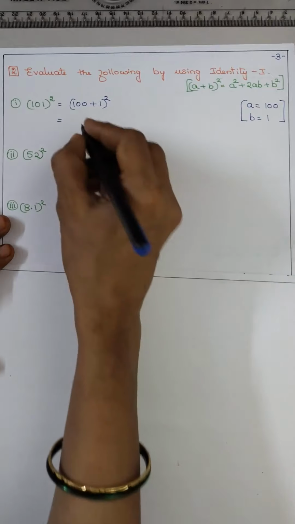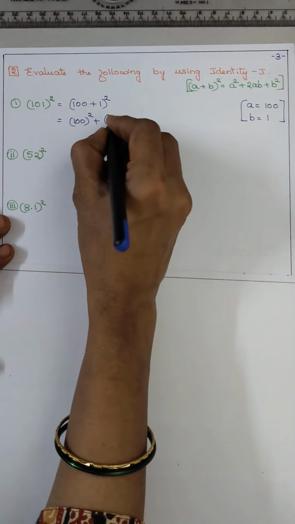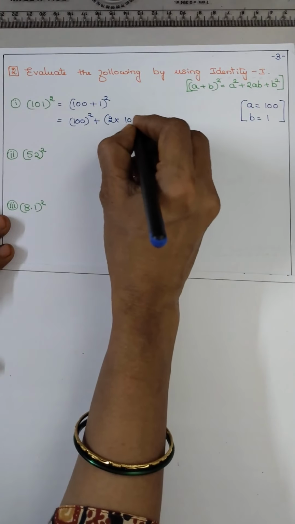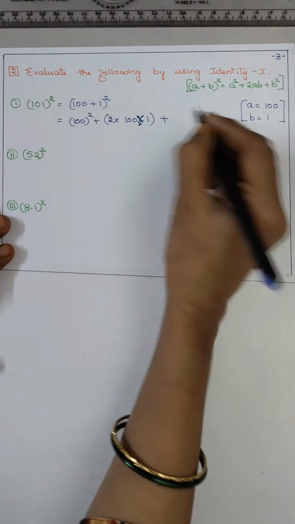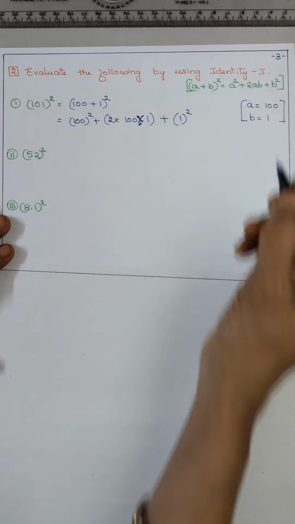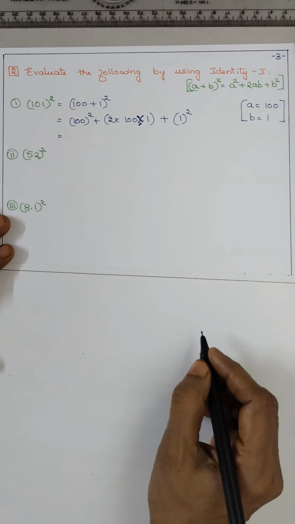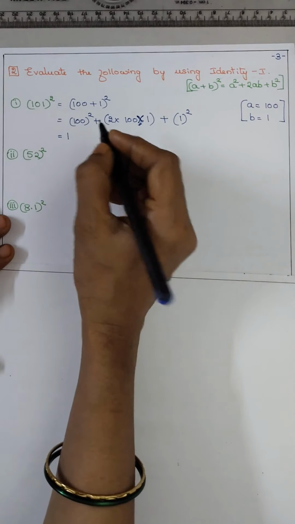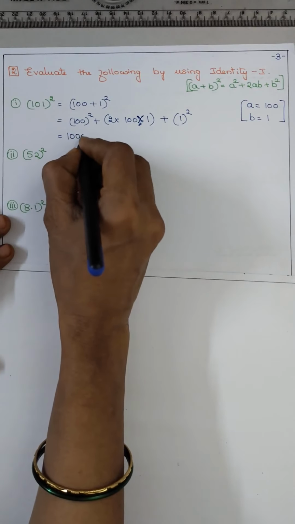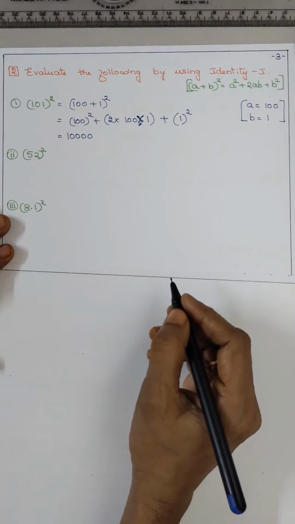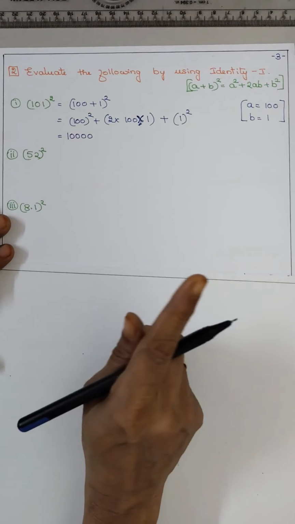Now a square, that is 100, the whole square, plus 2 into a is 100, sorry, b is 1, plus b squared, 1 square. Now 100 square, लिखने के वक्त 1 square is 1. Now 2 zeros के जगह में 4 zeros, 1 2 3 4. 10 square is 100, मतलब 1 square रहेगा तो 2 जीरो, 2 जीरो रहेगा तो 4 जीरो.